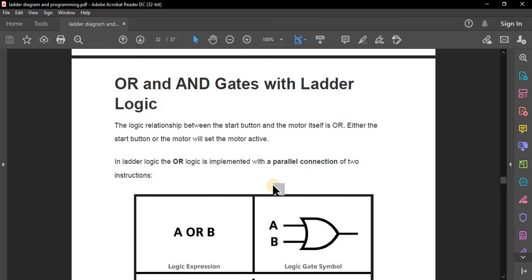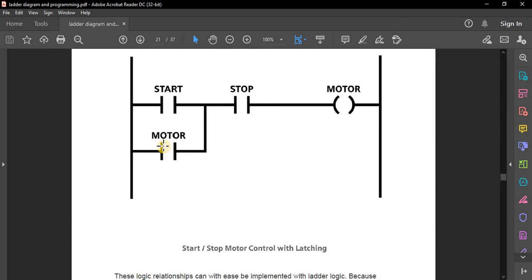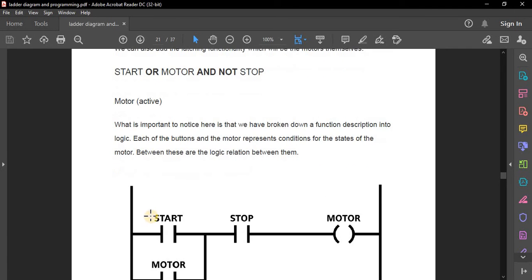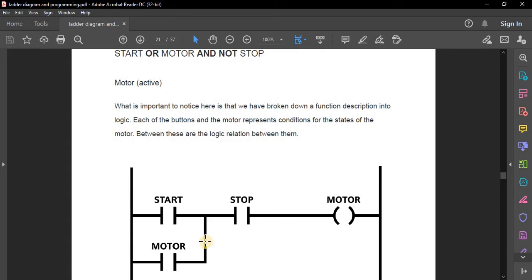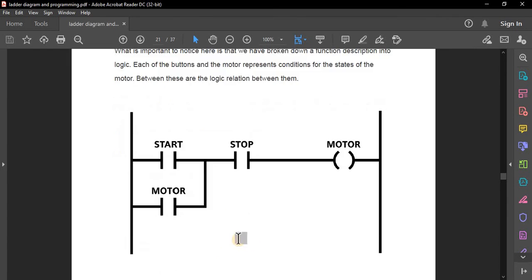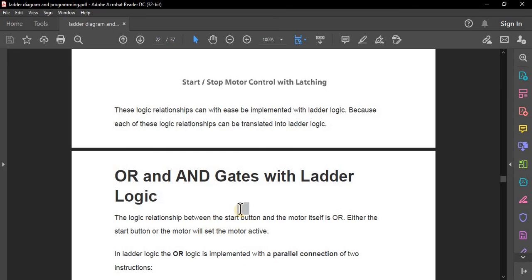In ladder logic, the OR logic is implemented with a parallel connection of two instructions. For example, you can see here the parallel operation of two instructions. This is OR logic, start or motor. For a series combination, which is like multiplication, it is AND logic. You know that basically.